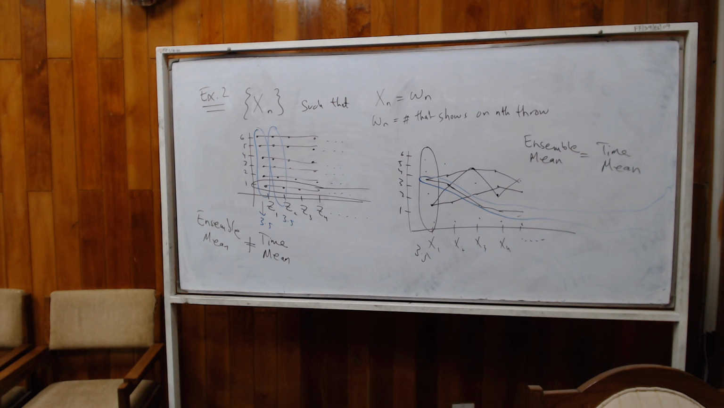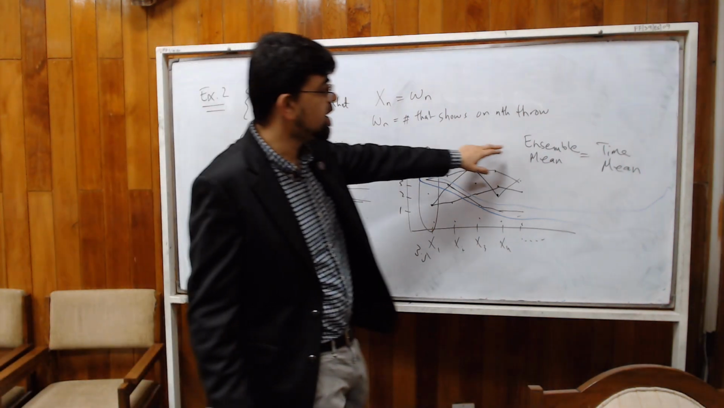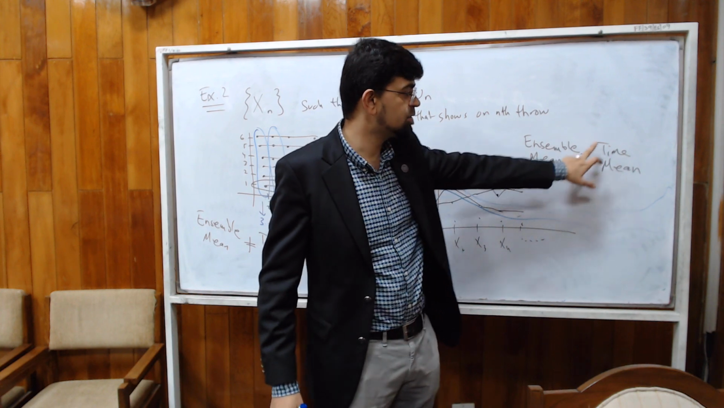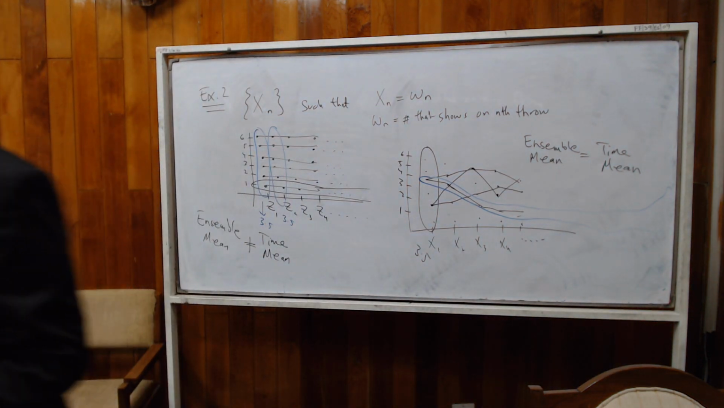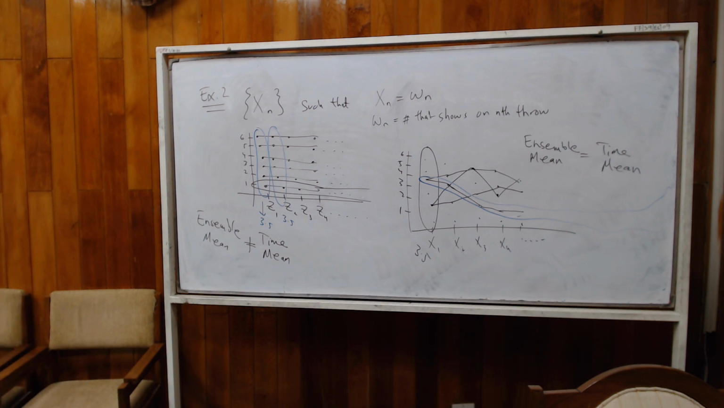The completely ergodic process is when the whole statistics, meaning the entire PDF, the ensemble PDF, is equal to the time PDF. It's completely ergodic. But as usual, it's very hard to prove or work with.